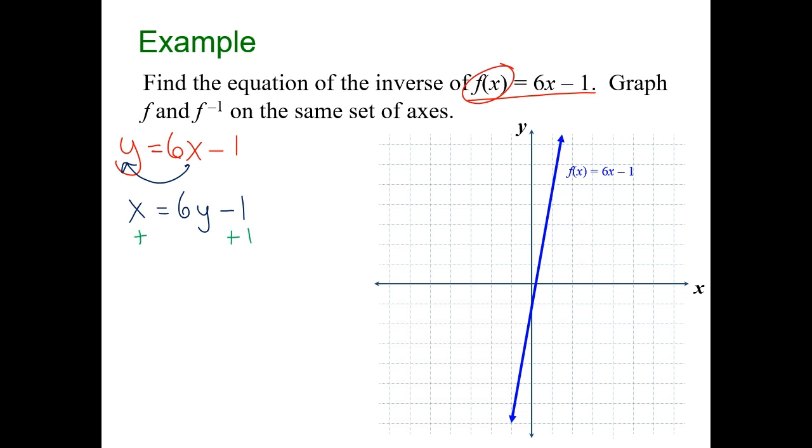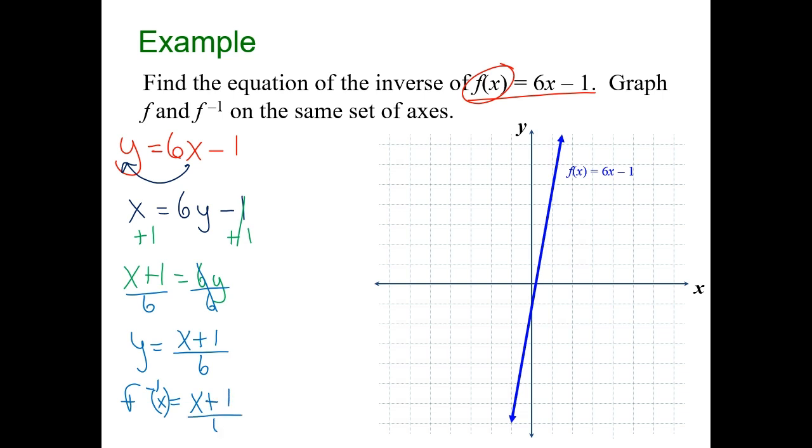Starting with addition, subtraction, we want to move that -1 over. And so x plus 1 equals 6y. And then we can get rid of our coefficient by dividing both sides by 6. And then that will leave us with y equals (x plus 1) over 6. And then we just want to replace that y with the function notation, but with the inverse function notation of x, let's not forget that, (x plus 1) over 6.